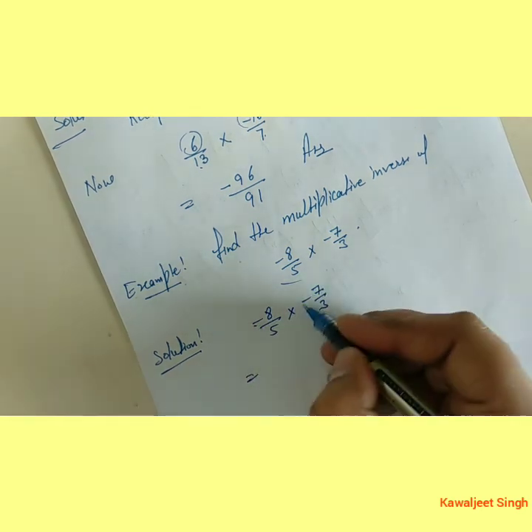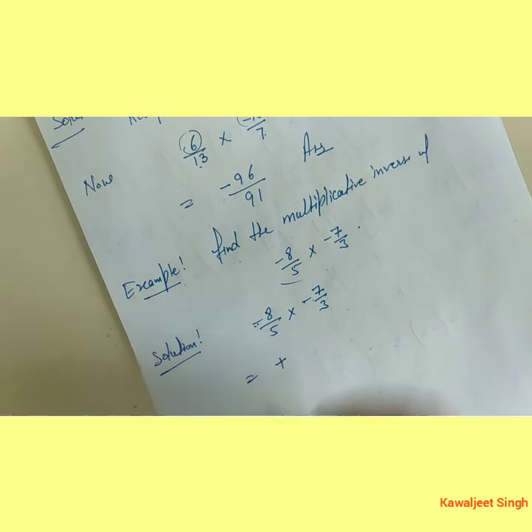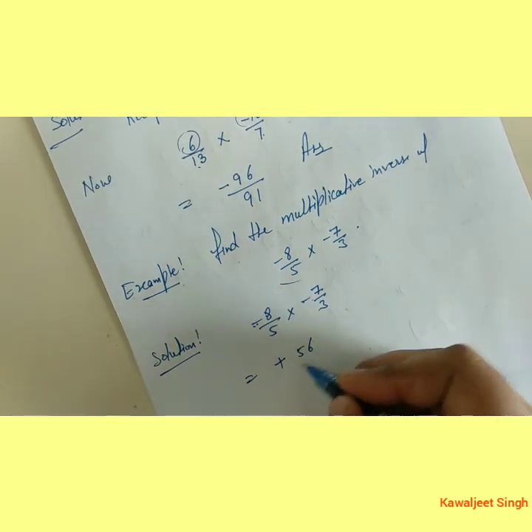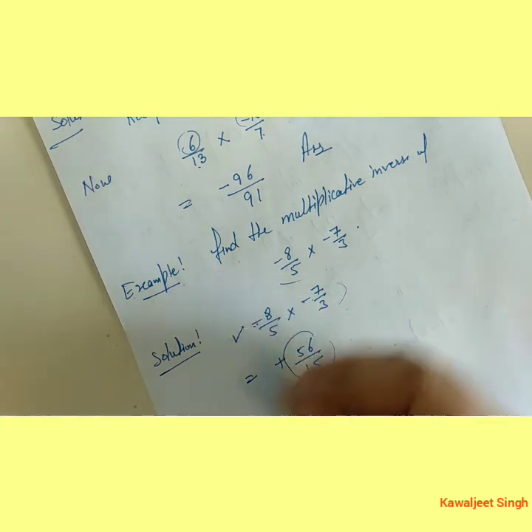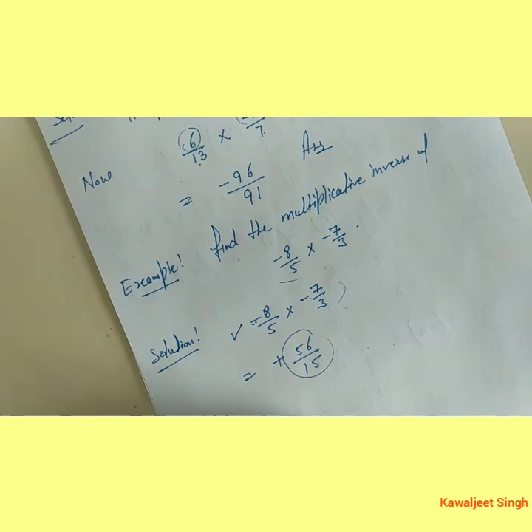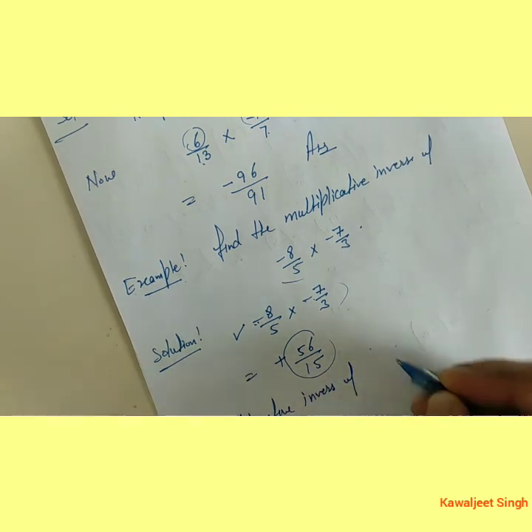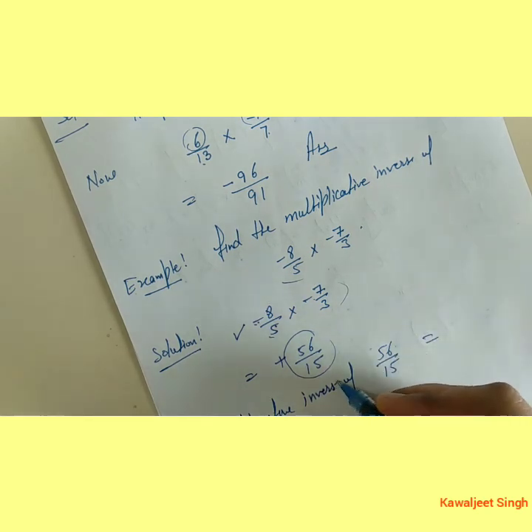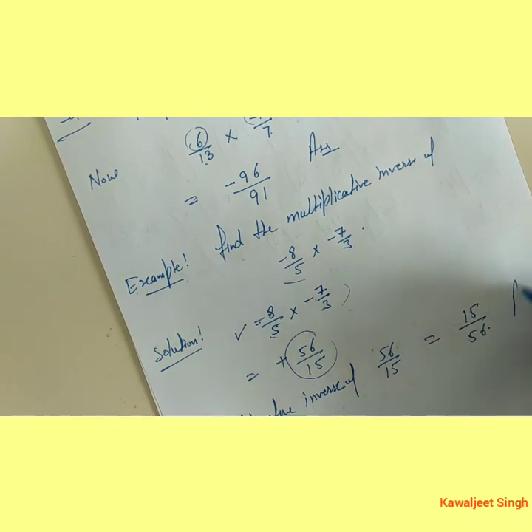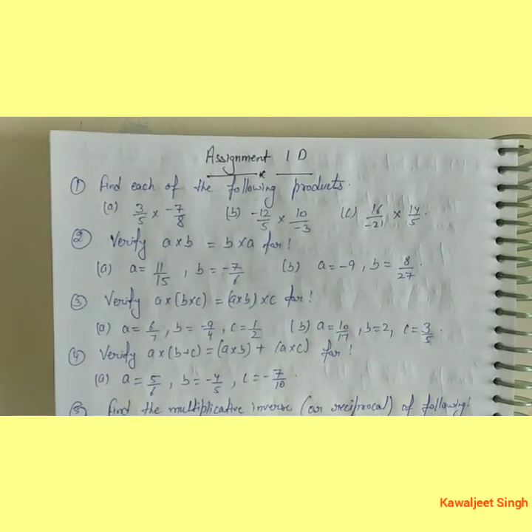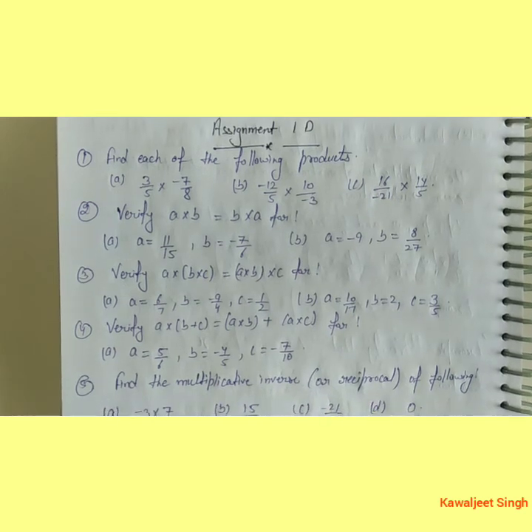So minus multiplied with minus becomes plus. 8 7s are 56 and 5 3s are 15. This is the solution of this given problem here. Now we have to find the multiplicative inverse of this, and this solution we get here is 56 by 15. So the multiplicative inverse means just the reciprocal of this value, that is 15 by 56. That's our answer.